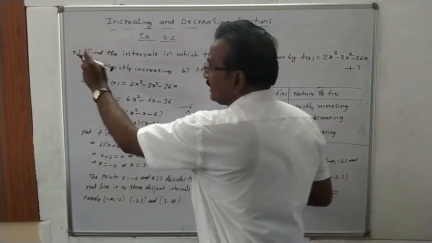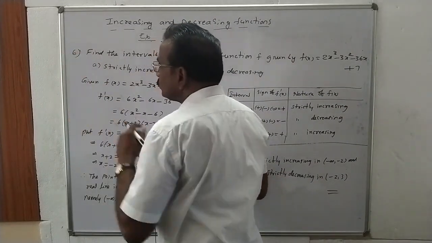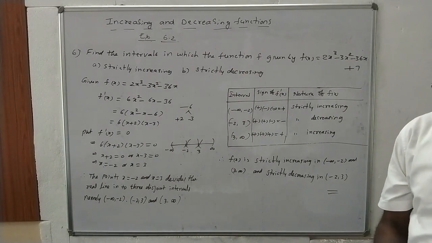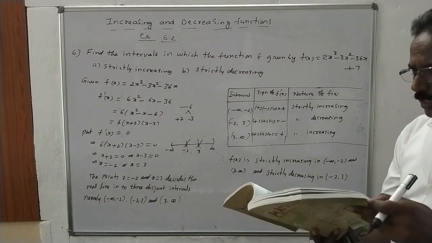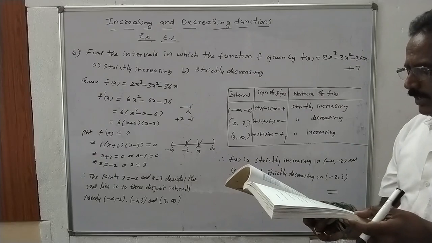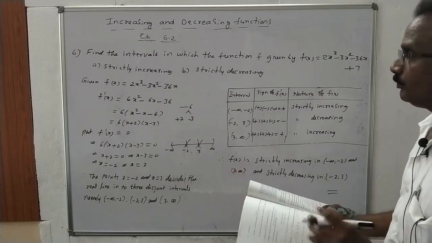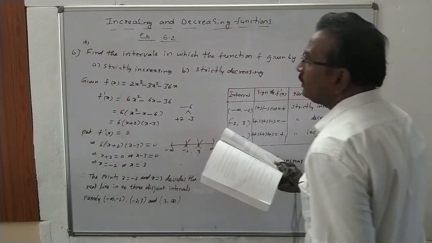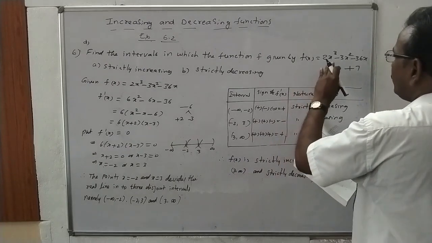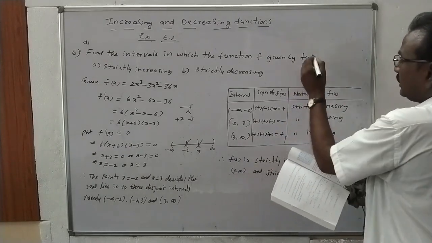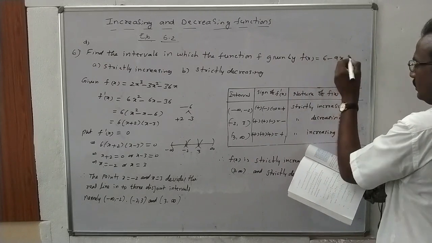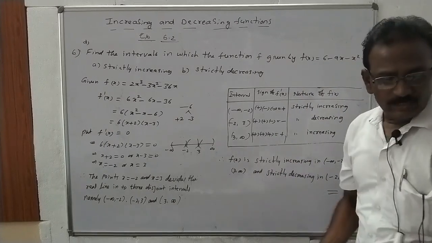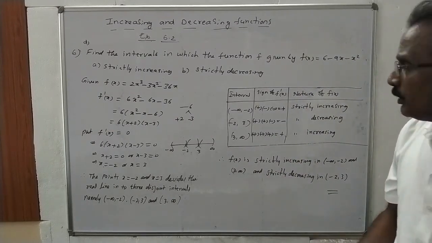Next, question number 6. Under question number 6, there are 5 questions, A, B, C, D, E. So take any 2 questions. I will take D and E. 6 D: Find the intervals in which the function f given by f of x is equal to 6 minus 9x minus x square is strictly increasing, is strictly decreasing. Find the intervals. Same type of question.